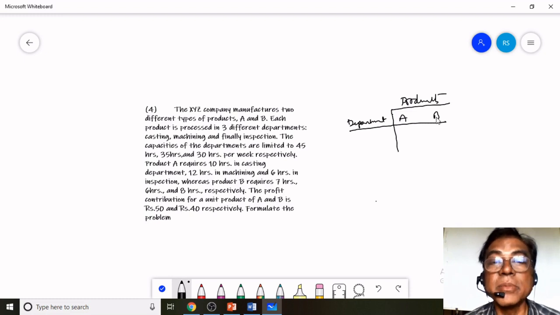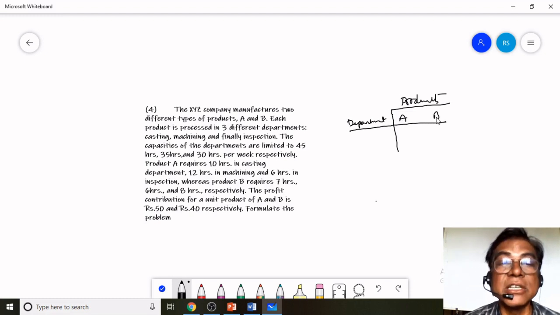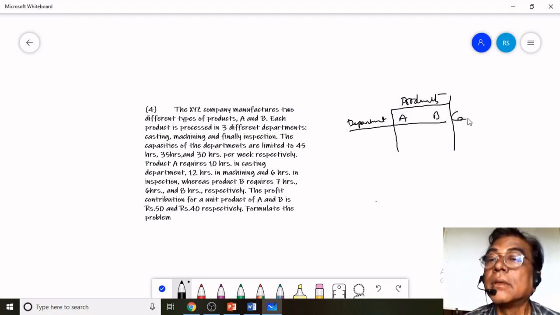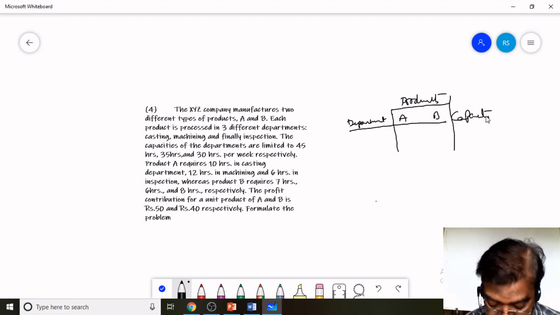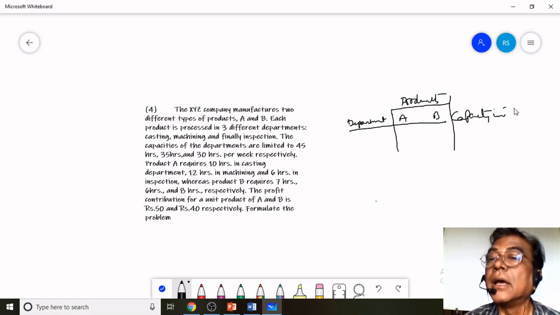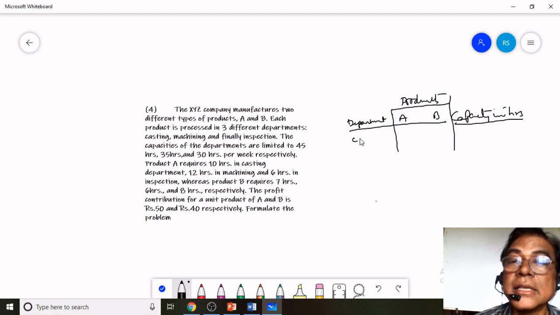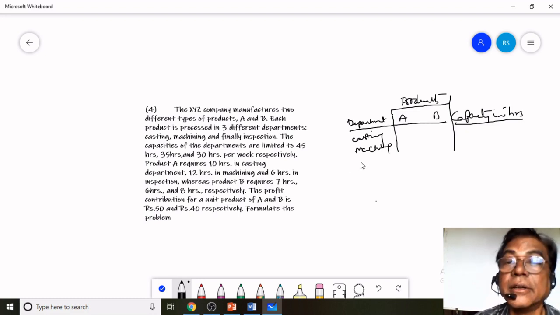The capacities of the departments are limited to 45 hours, 35 hours and 30 hours only. So again, in the third column, according to the statement, please write down capacity in hours. Okay, now come to the bottom. How many departments are there? Three departments. What are the departments? Casting first, then machining, and finally inspection.